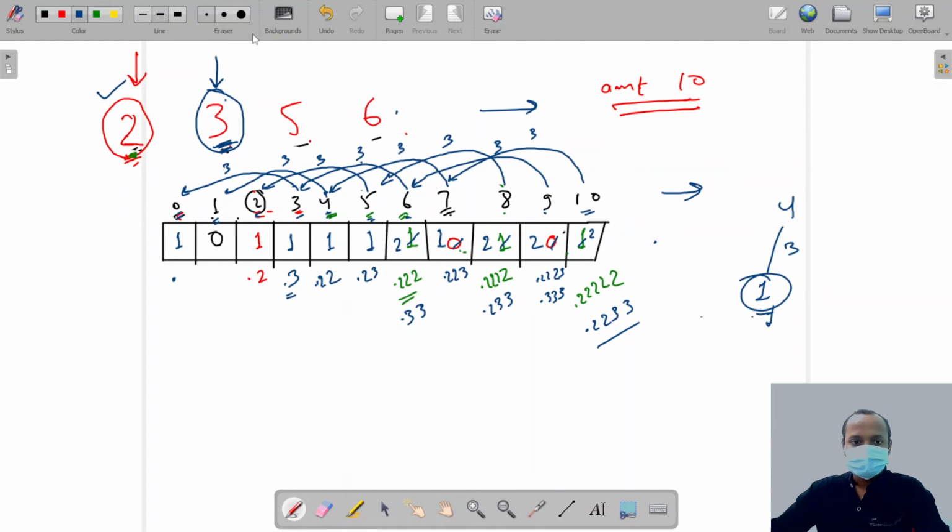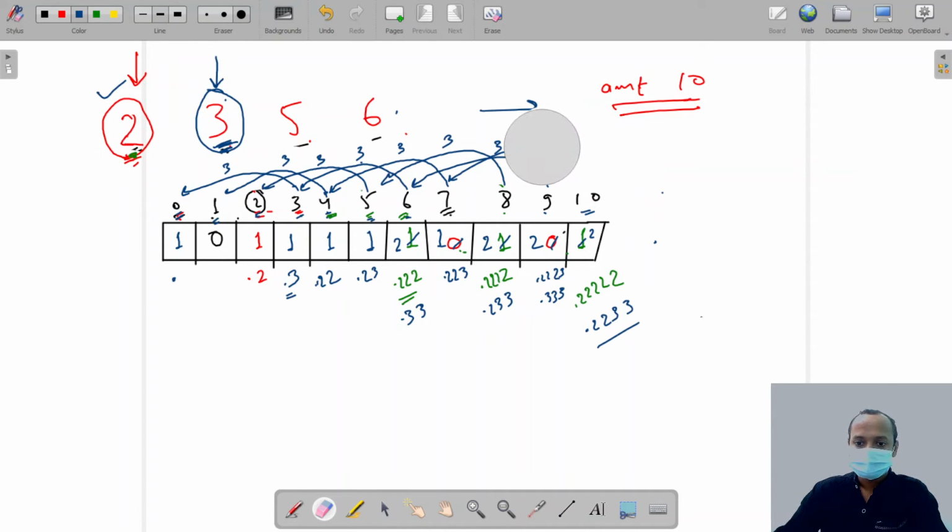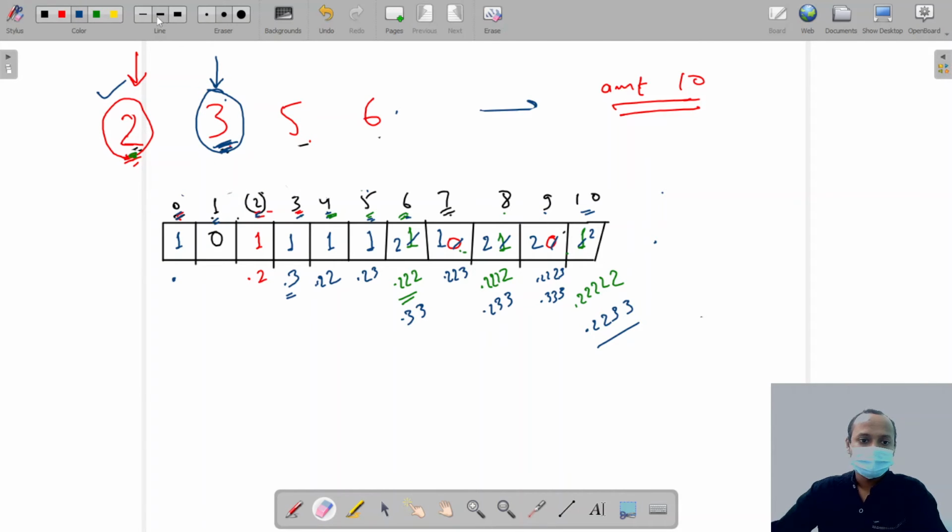Okay, now I am erasing this so you don't get confused. Now we are done with this coin. Now we are at this coin.